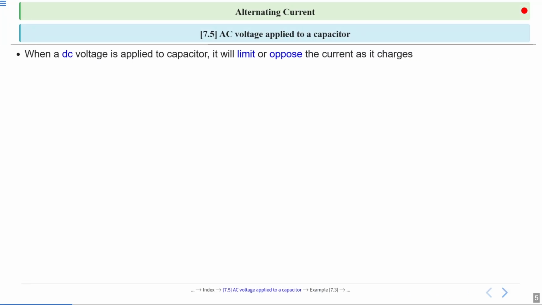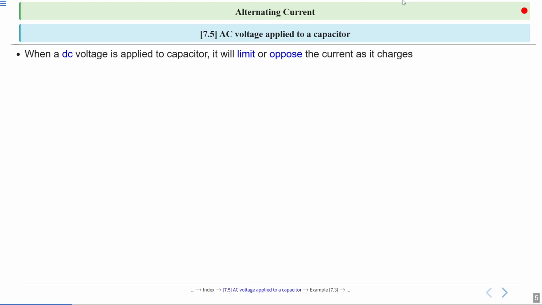So let's begin. When a DC voltage is applied to a capacitor, it will limit or oppose the current as it charges. When the capacitor starts charging, a potential difference starts building up on its plates, so it will limit or oppose the flow of current through the circuit. We will see how it reacts when there is a DC current.